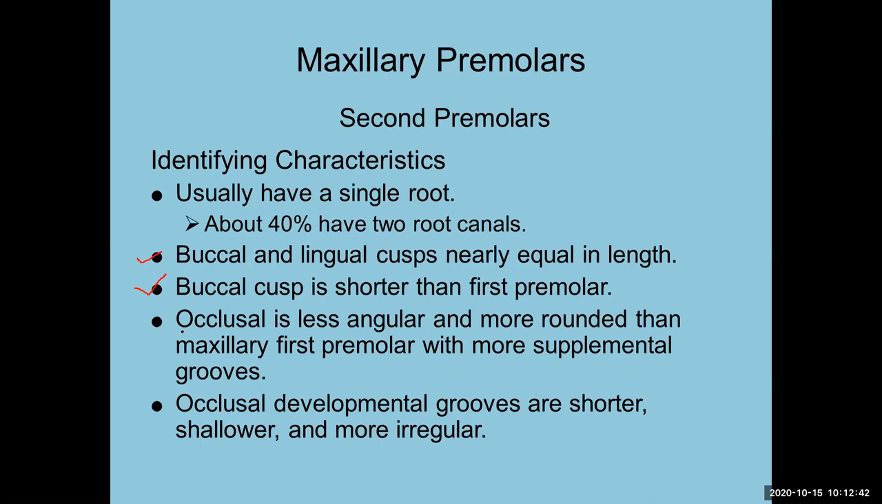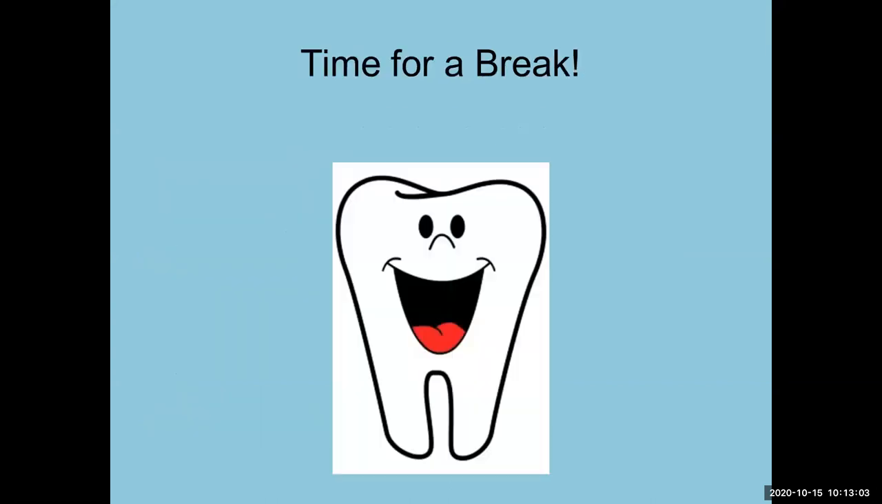We're getting into shorter teeth versus the long canine. The occlusal is less angular and more rounded on the maxillary second than it is on the first. And the occlusal developmental grooves are shorter, shallower, and more irregular than on the first premolar. So again, these are fitting the general characteristics of teeth.